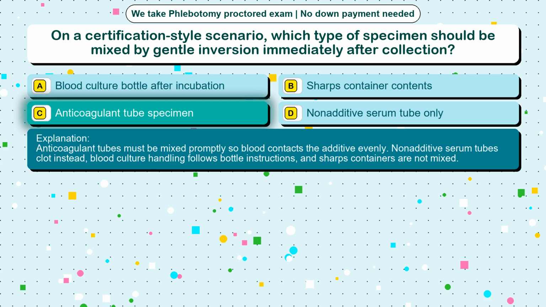Anticoagulant tubes must be mixed promptly so blood contacts the additive evenly. Non-additive serum tubes clot instead, blood culture handling follows bottle instructions, and sharps containers are not mixed.